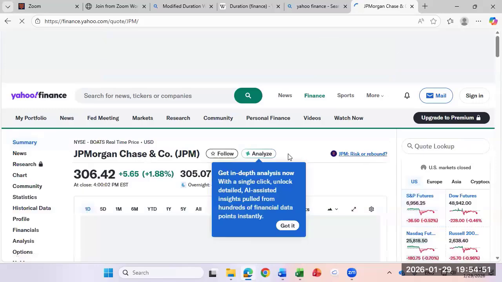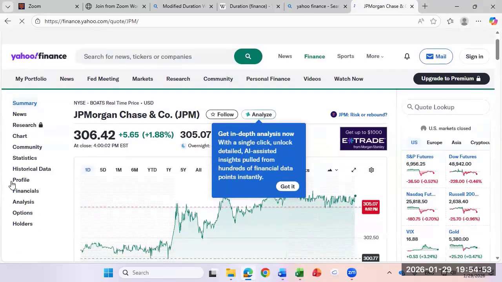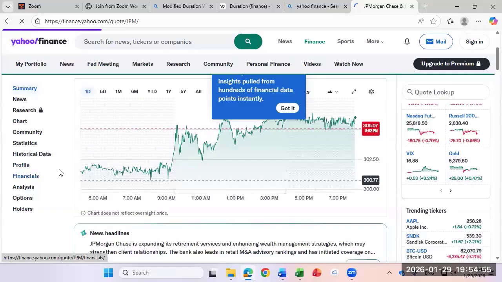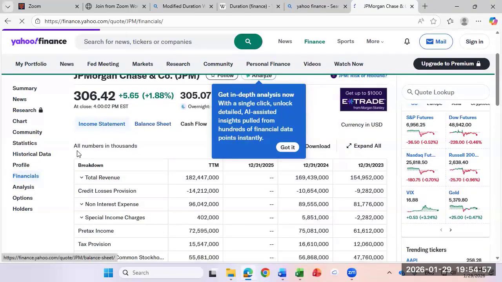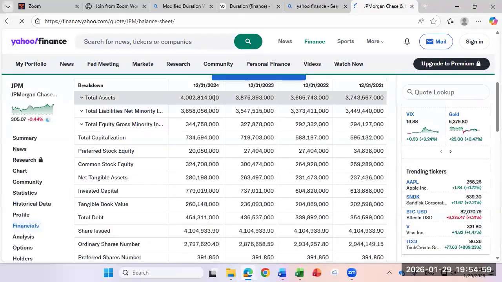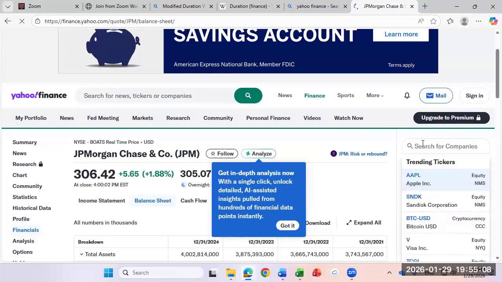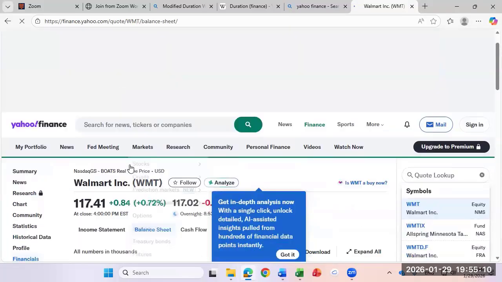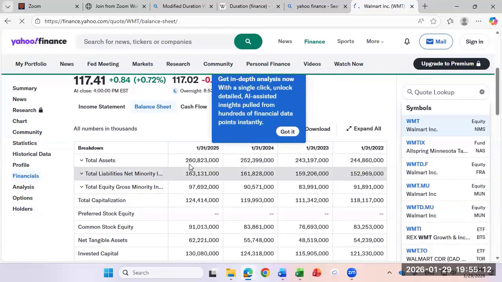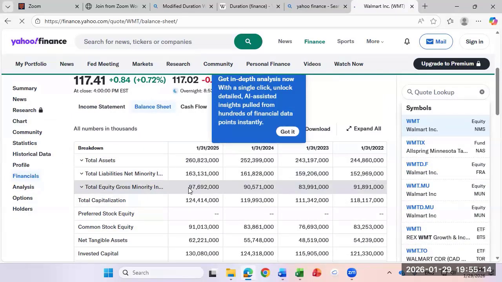You remember I told you I was shocked when State Street went over $100 billion. So here's good old JP Morgan with $4 trillion in assets, 40 times. Now Walmart has $260 billion in assets and $97 billion in net worth. So something a little better than 3-1.